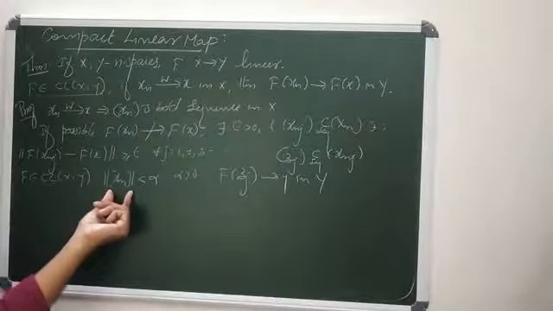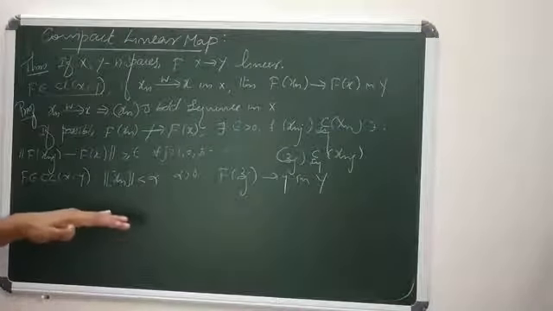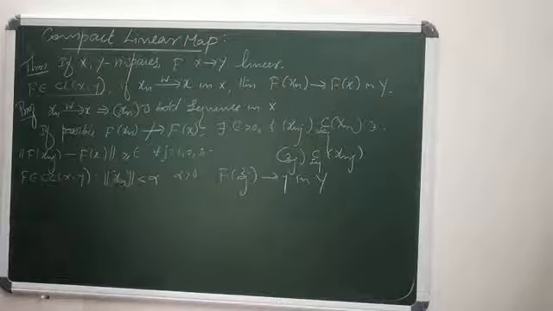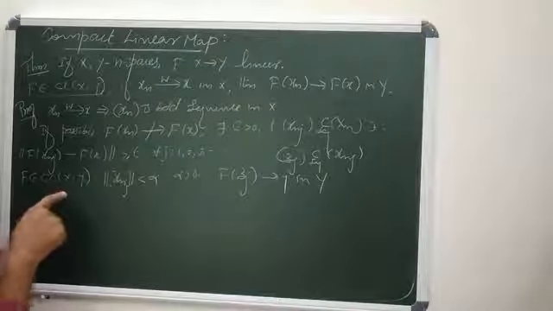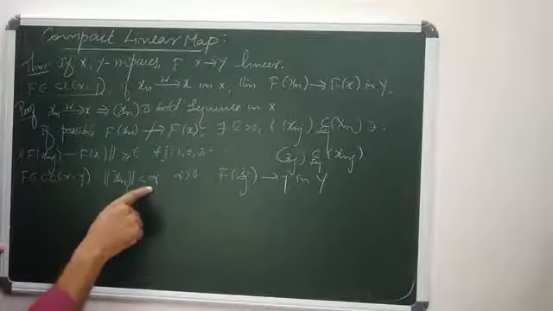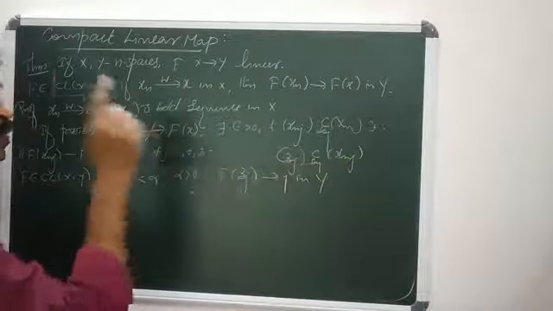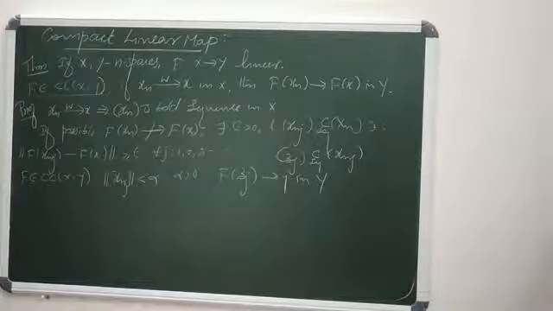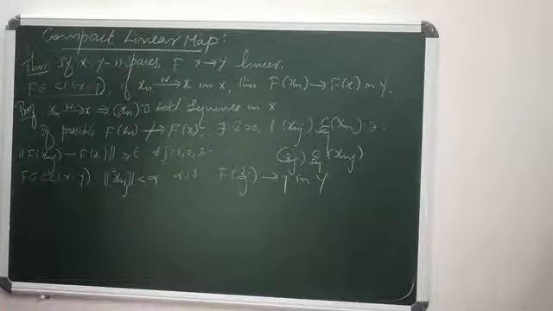xn is a bounded sequence, we know this result. Then xnj is also bounded. Since xn is bounded, surely the sequence xnj is also a bounded sequence in X. And f is in CL(X,Y), so for any bounded sequence xnj there exists a subsequence zj of xnj such that f of zj has a convergent subsequence in Y. That is because of our result. So f of zj converges to some y in Y.